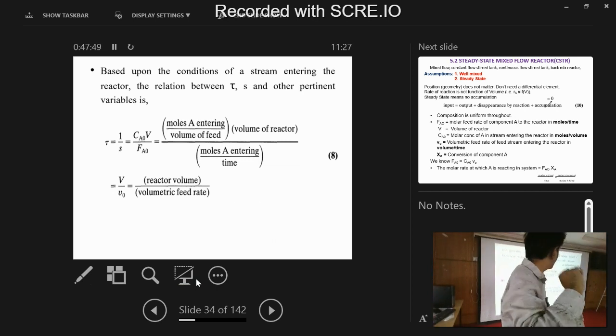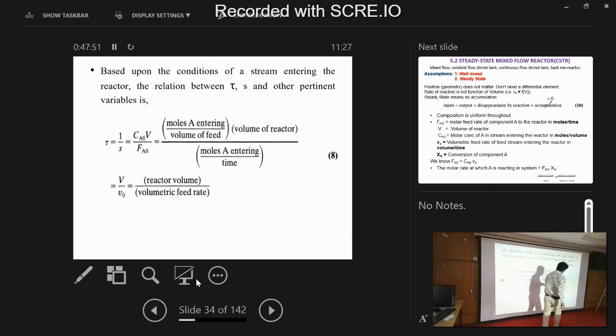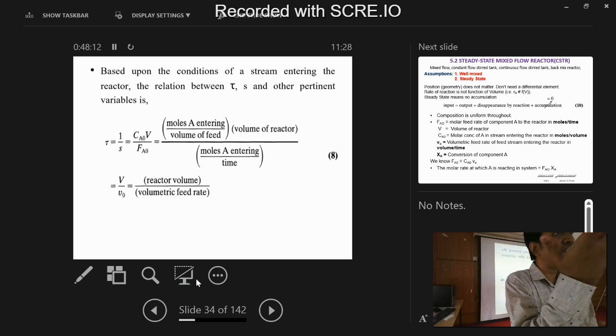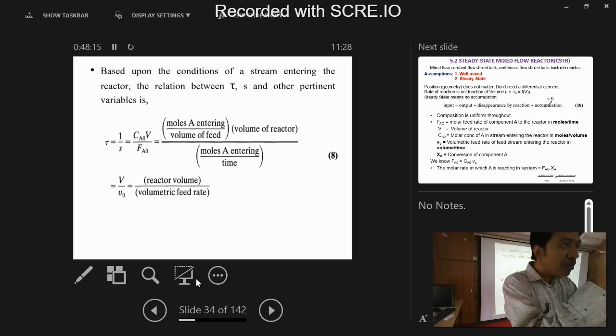So what is the formula for tau? Tau is equal to V by nu naught. What is V? Volume. What is nu naught? Already told, volumetric flow rate. But we know FA naught is equal to nu naught CA naught. What is FA naught? Molar feed rate. Molar feed rate is equal to volumetric flow rate multiplied by the concentration term. FA naught is equal to nu naught into CA naught.